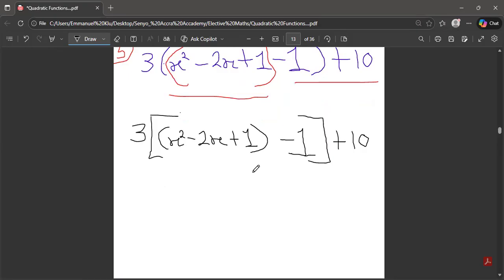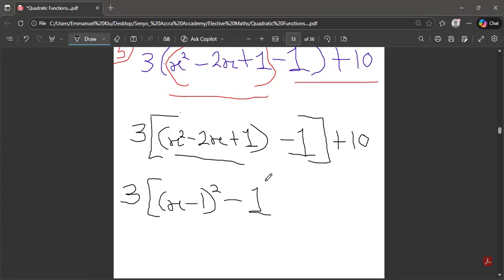Okay, this is a quadratic equation, right? This one on its own is a quadratic equation, just the one I just underlined. So it implies that whatever you are seeing over here, the one I just underlined, is the same as 3 times, I'm going to open bracket, x minus 1, all squared, minus this one you are seeing over here, plus 10.